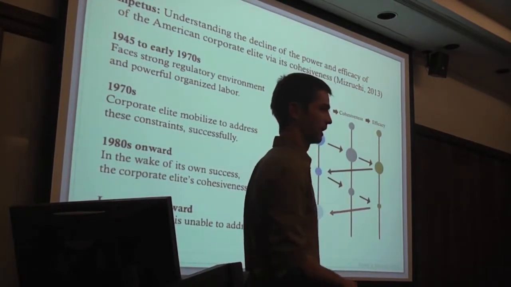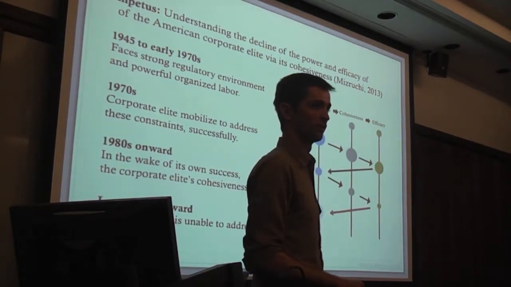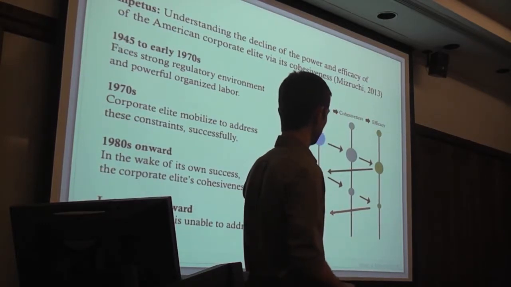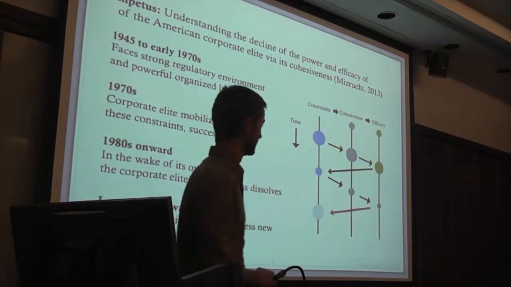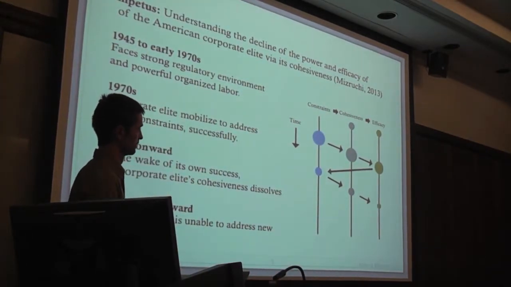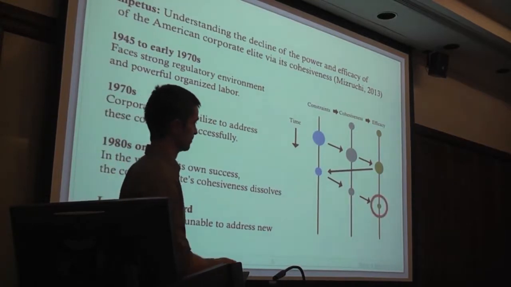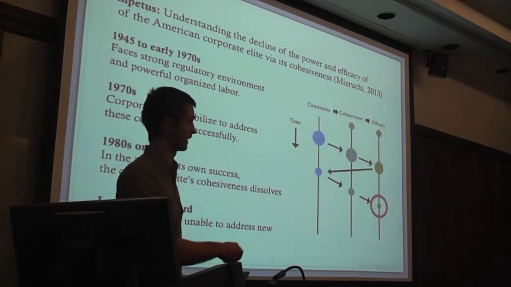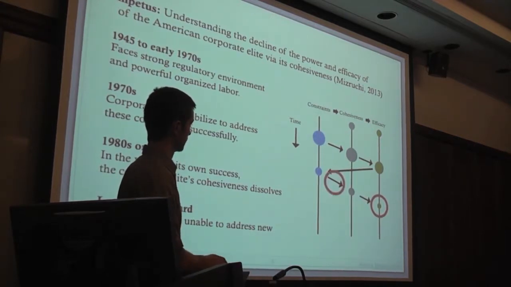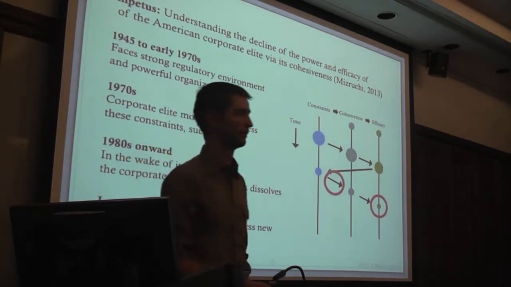Constraints today, healthcare, for example, there would be good reason for the corporate elite to work together to come to a better solution rather than bickering. But that has not seemed to happen. So, unable to address these constraints, rolling back, we understand that as being them not being particularly effective. To understand why that's the case, we want to look at the relationship between constraints and cohesiveness once they've endogenized the constraints.